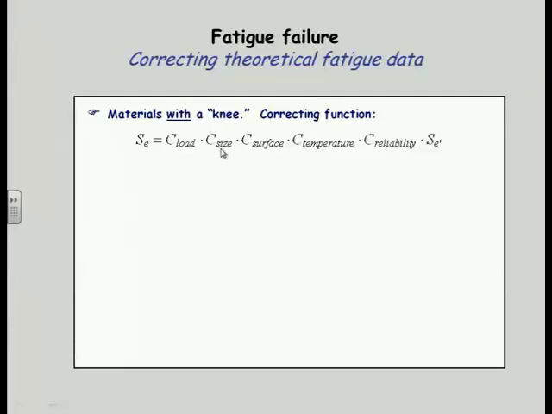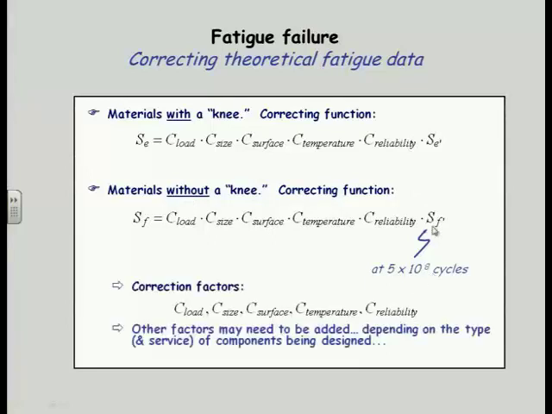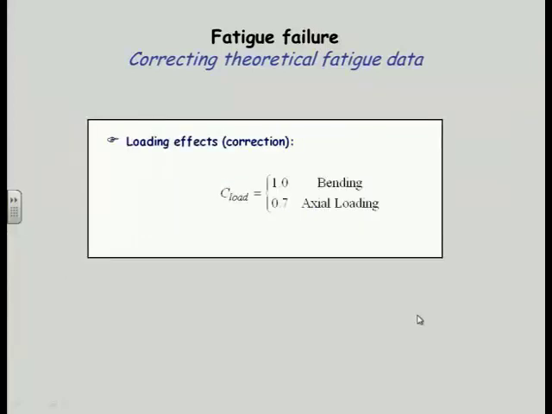So C sub size, if I had my real part the same or smaller than the specimen, I would make that 1. The load, I'll come to that in a minute. I got some pictures for that. But let's take these slides as they come here. So for materials lower than E, we just change this to S sub F at some number of cycles. Now, I do this pretty religiously in the book. So if you see an E, that's an endurance limit. That implies that if you stay below that, you should be okay for any number of cycles. Now, we're going to discuss these factors one at a time here.